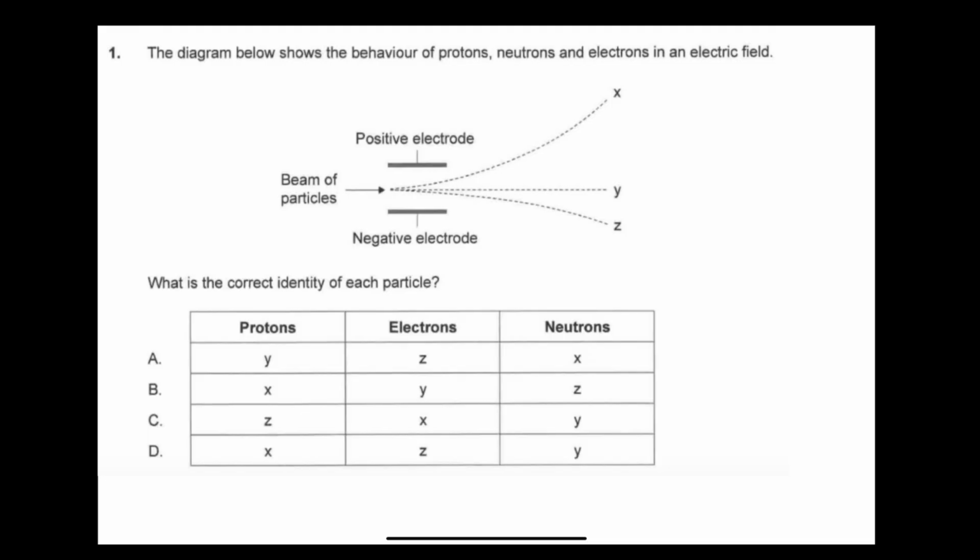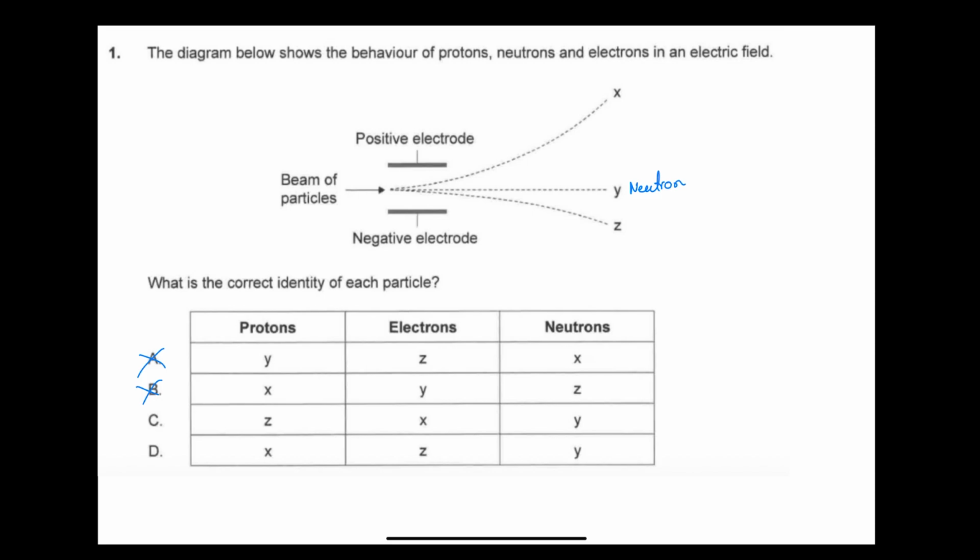So we are projecting a beam of particles across positive and negative electrodes. The particle Y will pass straight through without getting attracted to any electrodes. That's why Y will be a neutron. So you can reject A and B. This is a neutron.